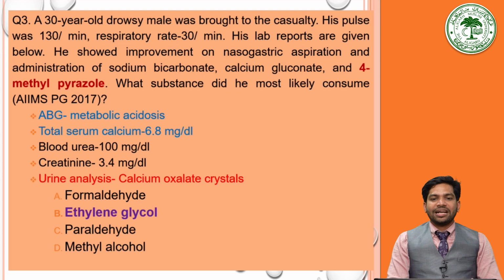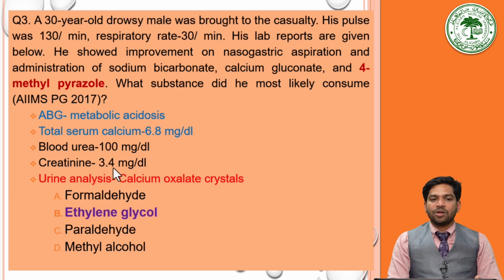Then the one case that we were left with was that a 30-year-old drowsy male was brought to the casualty. His pulse was 130 per minute, respiratory rate is 30 per minute. His lab reports are given below. The arterial blood gas analysis shows metabolic acidosis. Total serum calcium is 6.8 milligram per deciliter, that is hypocalcemia. Blood urea is 100 milligram per deciliter, increased.